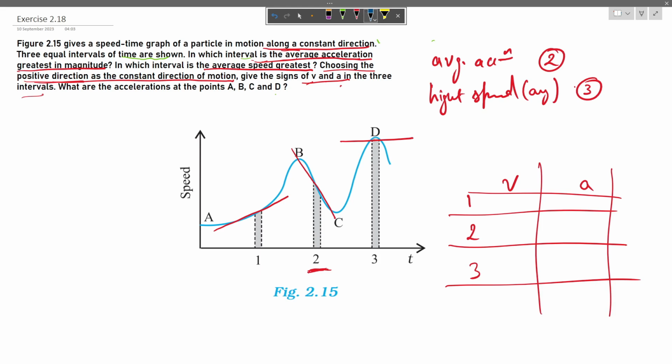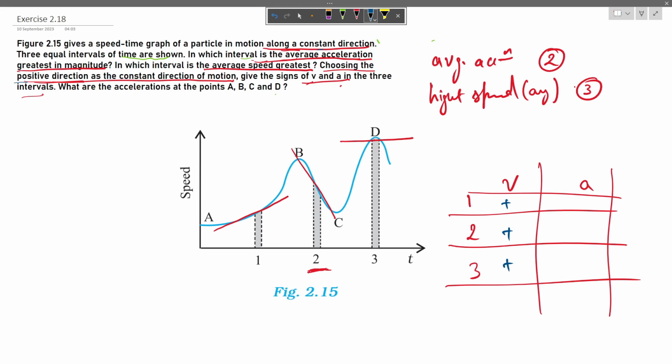So let's talk about interval. In this case, as it is clearly mentioned that the particle is moving in the positive direction and the direction is constant, the velocity in all the three intervals is going to be positive. So we should simply say that velocity is going to be positive in all the three intervals.